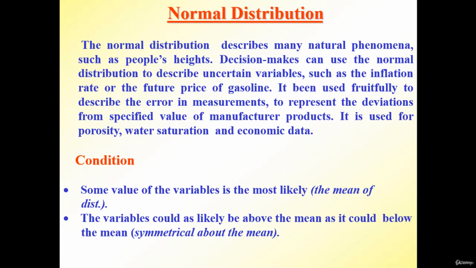So now let us start with the probability distributions. The first one, which is the most traditional, is the normal distribution. Really, the normal distribution represents many things, for example, people's height. Decision making can use the normal distribution. Inflation rate, uncertainty for variables, future price of gasoline, for example. It describes the error in measurement. If you have some measurement error, it can be represented by the normal distribution, and also manufactured products, porosity, water saturations, and some economic data.